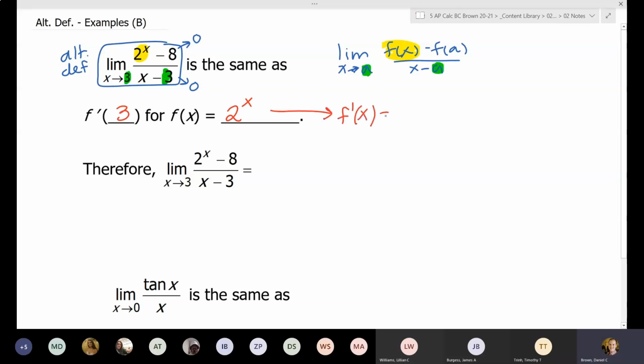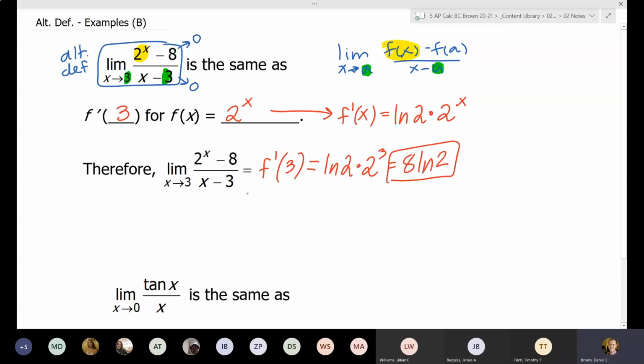This is one of the rules we covered yesterday, the natural log of 2 times 2 to the x. And so then I can plug this in. This limit is the same thing as the derivative at 3. Well, the derivative at 3 is the natural log of 2 times 2 to the third power, or 8 natural log of 2. So that is the answer to the limit, and we can use the derivative to get to that answer. Questions on that problem?